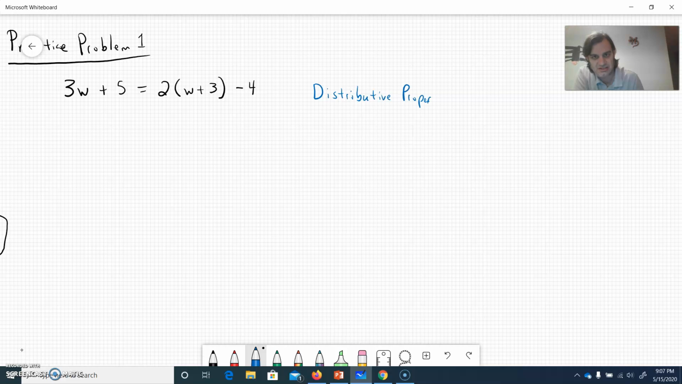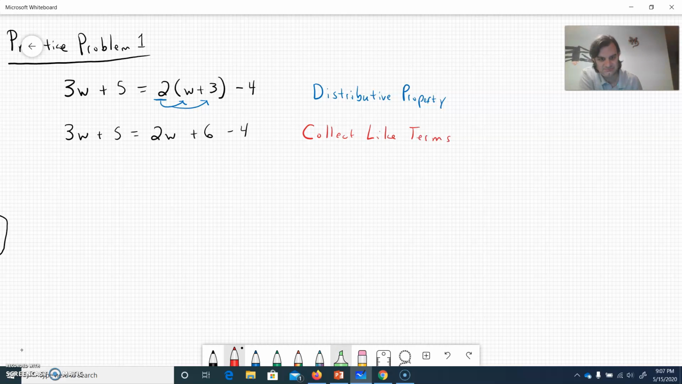And that will be over here where this 2 is being multiplied into this parentheses of w plus 3. So I'm going to go ahead and distribute that, and it will be 3w plus 5 equals 2w plus 6 minus 4. If you follow along with the steps I gave you, my next step would be to collect like terms, if you have any, and we do.